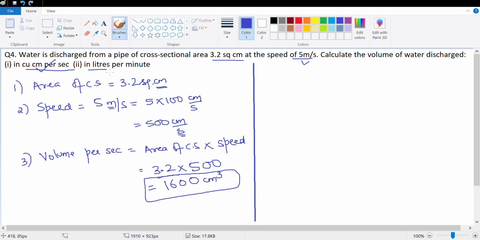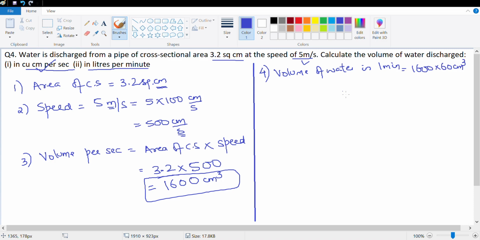Next part, in liters per minute. So this is in 1 second. Let's convert this into how much will it come out in 1 minute, and then we'll convert centimeter cube into liter. Okay, so volume of water, this was in 1 second, which means in 1 minute it would be multiplied by 60, which means 1600 into 60 centimeter cube.